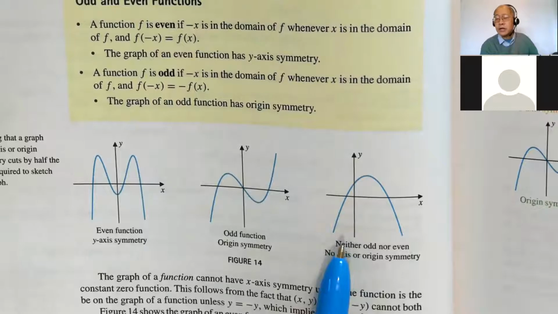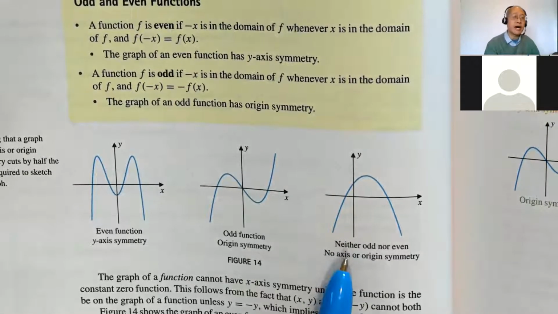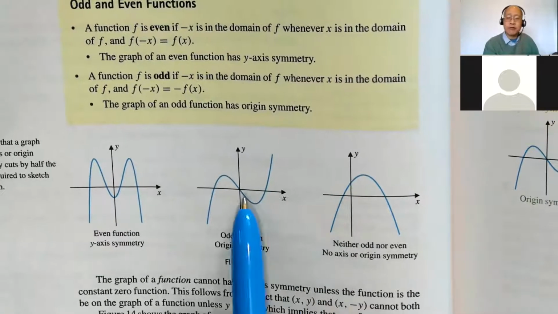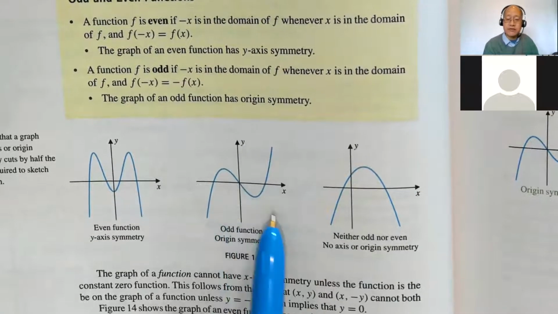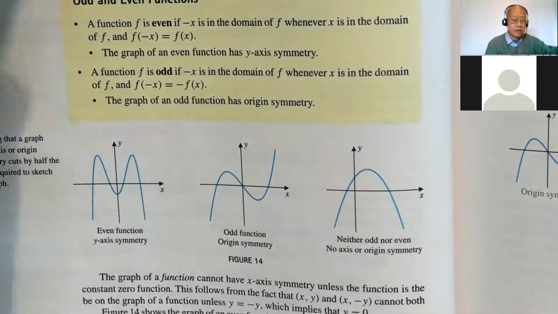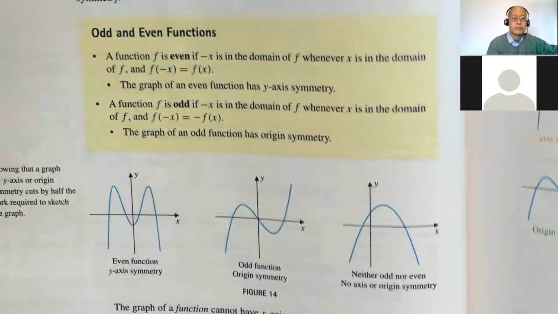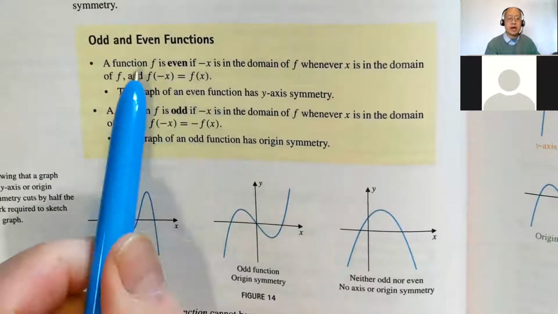So unlike integers, numbers, right? They're either odd or even. So if I say 7, you say odd. If I say 12, you say even, right? It's either going to be odd or even. That's not true for functions. A function can be neither even nor odd. So this one doesn't have any symmetry, right? There's no y-axis symmetry. There's no origin symmetry. Okay, so definition of odd and even.